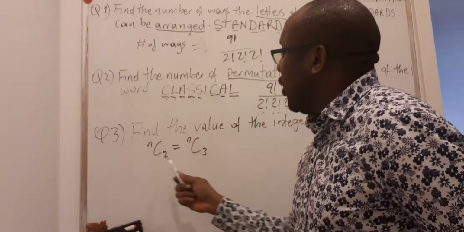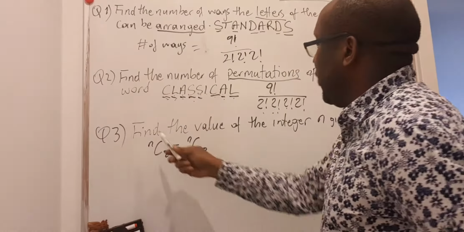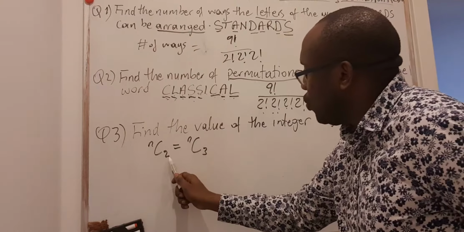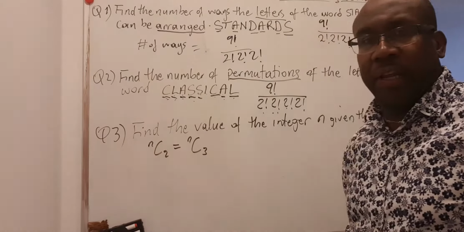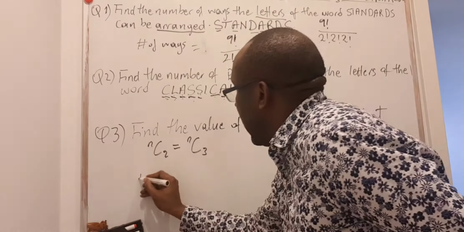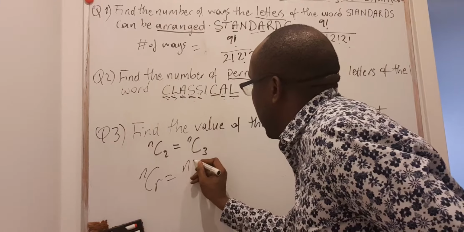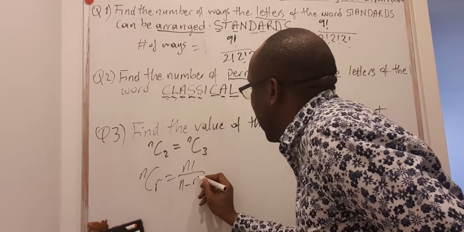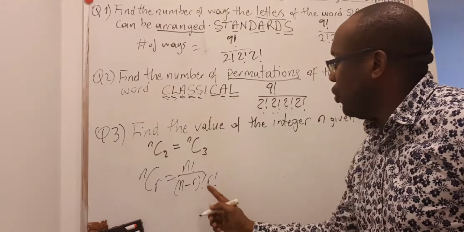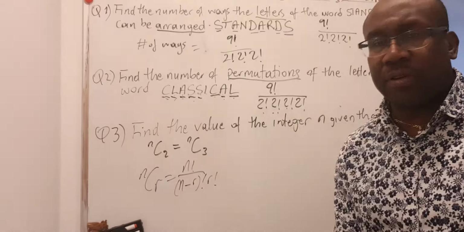This is an application of the definition of combination here. So find the value of the integer n given that n combination 2 is equal to n combination 3. This just requires you to remember that n combination r is n factorial divided by n minus r factorial times r factorial. This is a product, so it doesn't matter. You could also have r factorial in front, it's okay.